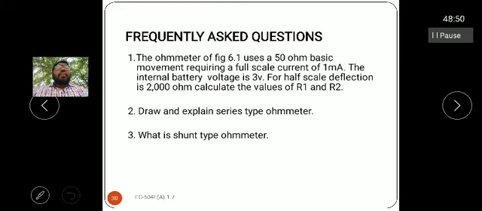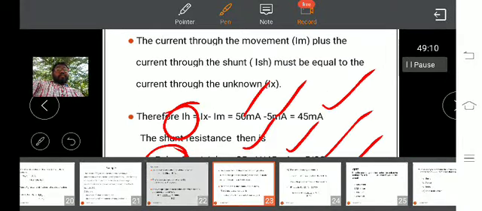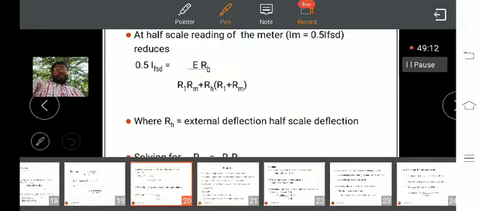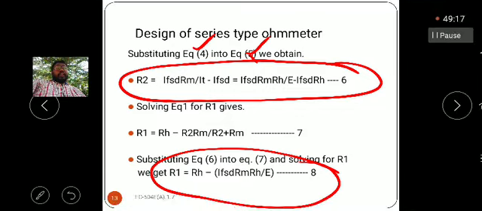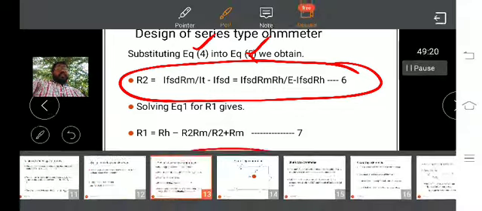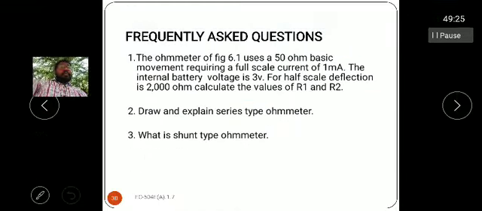The internal battery voltage is 3 volts. Previously also we took the internal battery voltage as 3 volts. The half scale deflection is 2000 ohms, and calculate the values of R1 and R2. Already we derived the formulas for R1 and R2. Substituting the values in these formulas, we will get the answer to this problem.